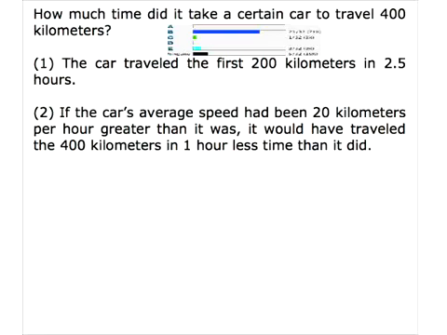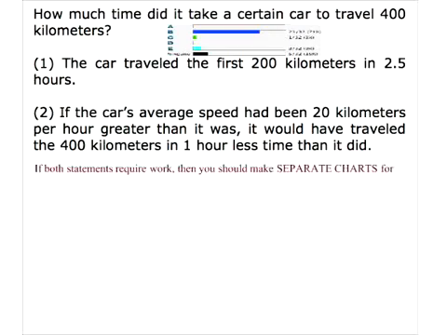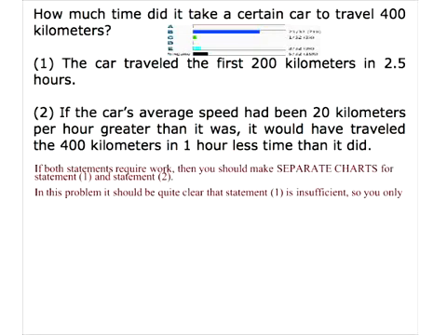Ordinarily you would want to make 2 charts, 1 chart for each statement. But statement 1 in this case hopefully is fairly clear without having to make a chart. If both statements require work, then you should make separate charts. It's a mistake to try to put statement 1 in the same chart as statement 2. In this problem, it should be quite clear that statement 1 is insufficient, because there's no information at all about the last 200 kilometers. So you only need 1 chart. But if both statements were substantial, then you'd want 2 charts. Because remember, you don't get an eraser, so you can't do the work for both statements in a single chart.